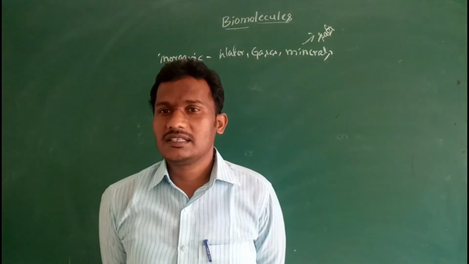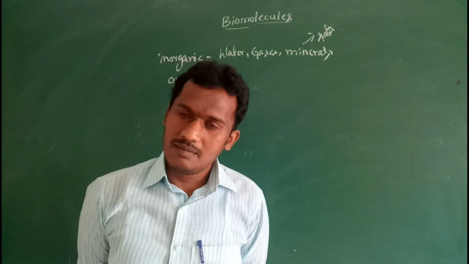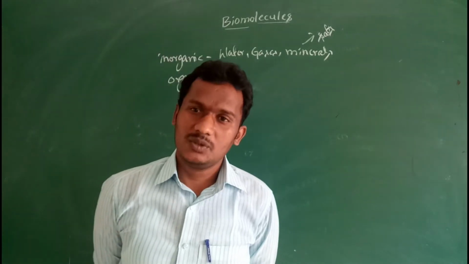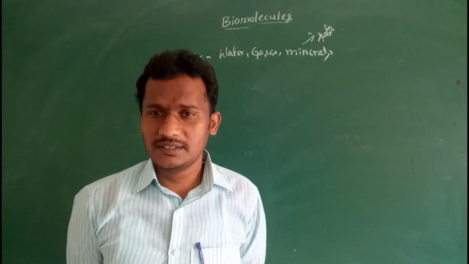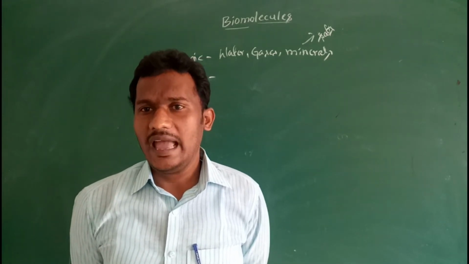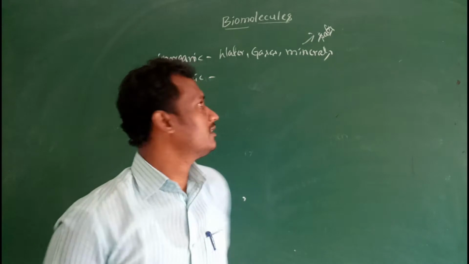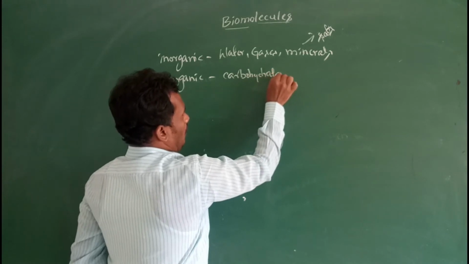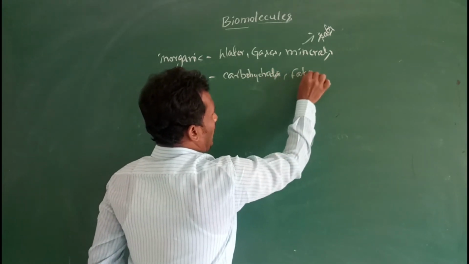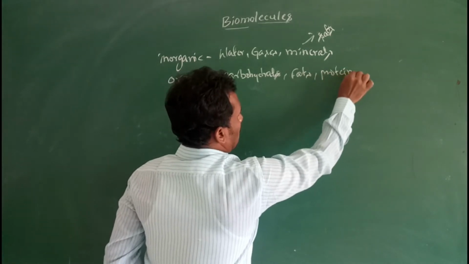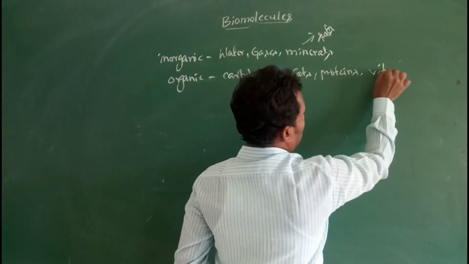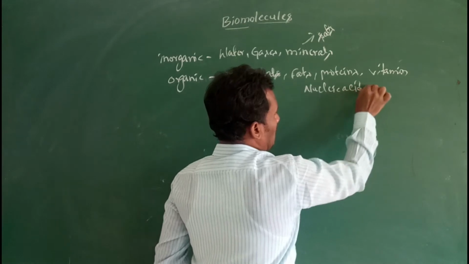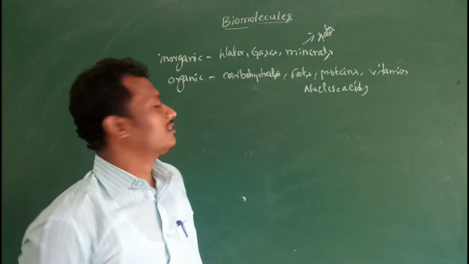Next one, organic chemicals. These organic chemicals possess both carbon and hydrogen. That means carbon is present along with hydrogen. So these are carbohydrates, proteins, fats, nucleic acids, vitamins, etc. So organic chemicals are carbohydrates, then fats, then proteins, vitamins, then nucleic acids, etc. These are the organic chemicals.